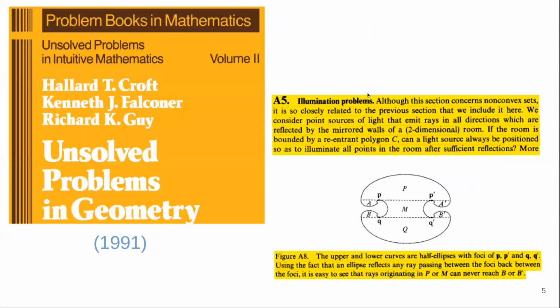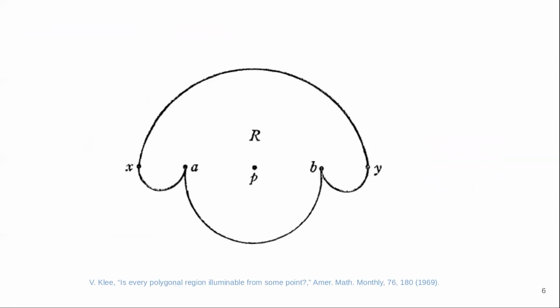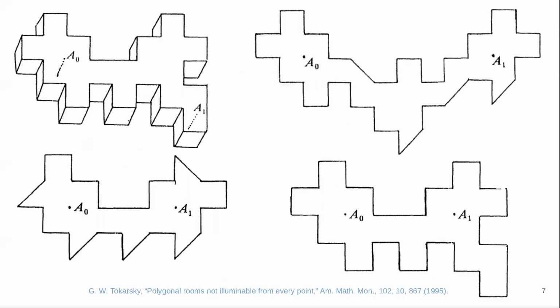And this problem, in terms of just geometry, was also studied in different manners. Klee asked the same question in the opposite way. He asked, is every polygonal region illuminable from some point, which actually is just the same problem that Penrose with his father asked and solved. And Tokarsky came up with several different geometries consisting of multi-sided polygons. And here, in all these different geometries, the points A0 and A1 cannot illuminate each other.